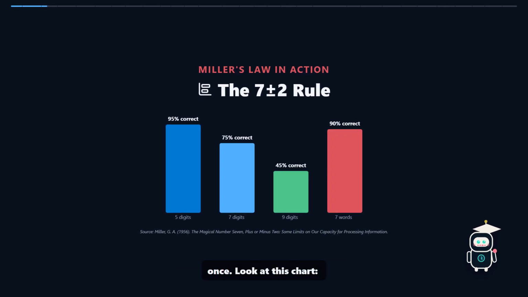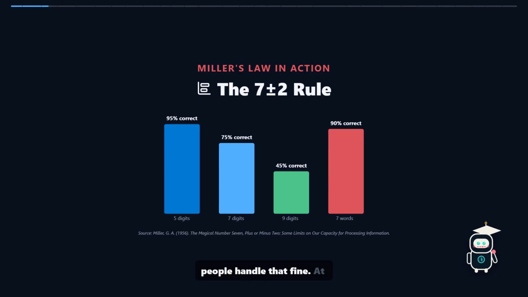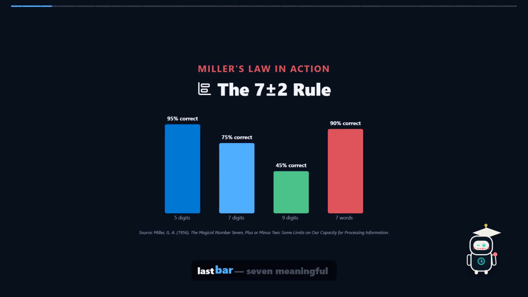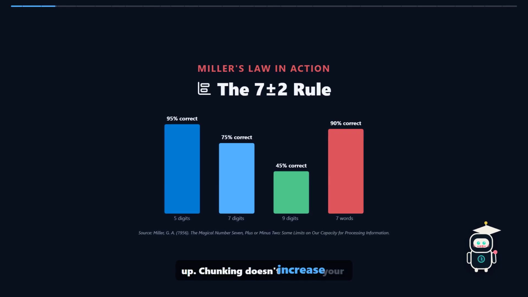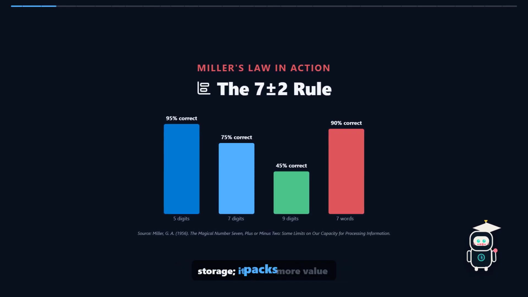Look at this chart. 5 random digits. Most people handle that fine. At 7, recall starts to get shaky. At 9, it often falls apart. But notice the last bar. 7 meaningful words. Each word is a chunk that packs multiple letters and memory span jumps back up. Chunking doesn't increase your storage. It packs more value into each slot.